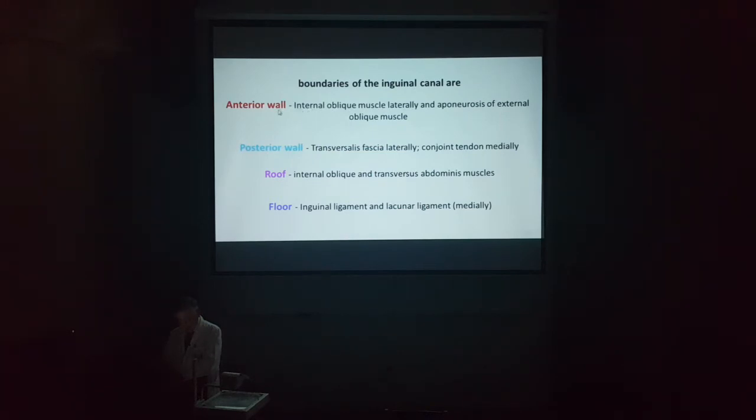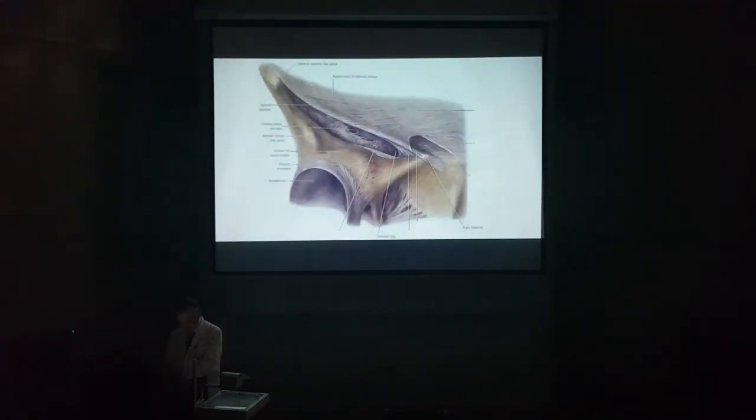Anterior wall and posterior wall, roof and floor. These are the boundaries of the inguinal canal. If you look at this image, this is the inguinal canal, so inguinal ligament. These are the fibers of external oblique muscle. When they reach the edge, they make the inguinal ligament and they turn in.